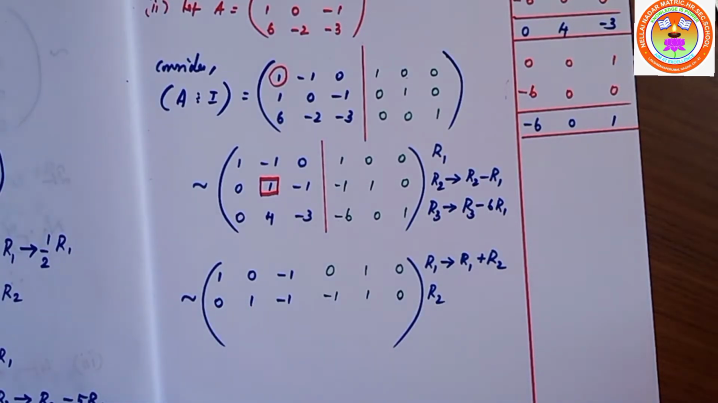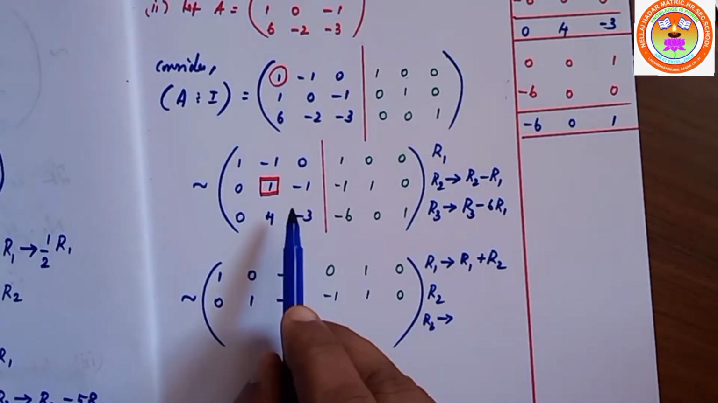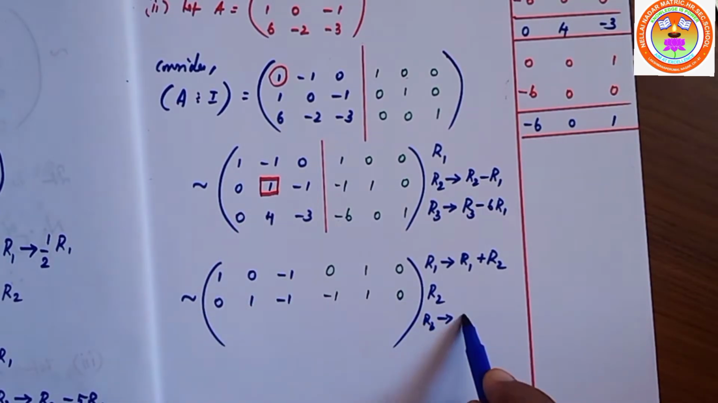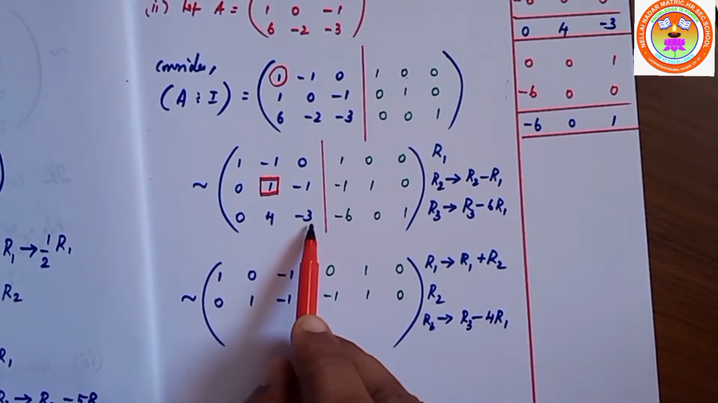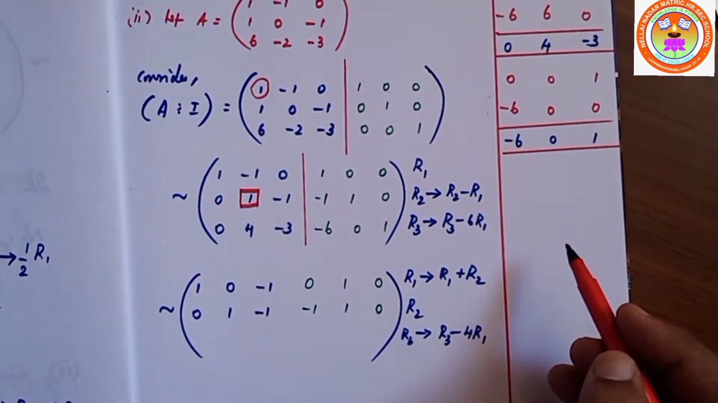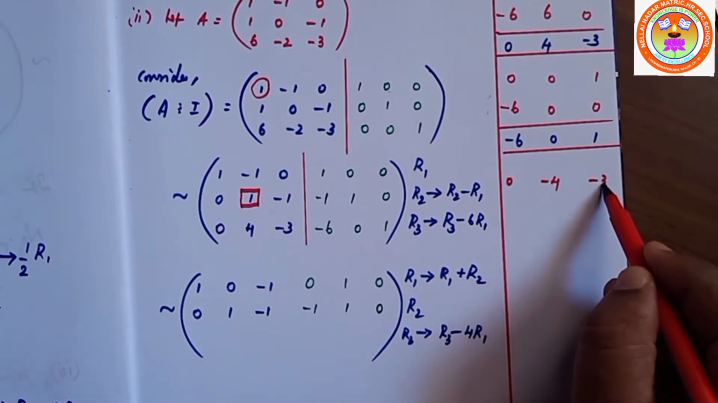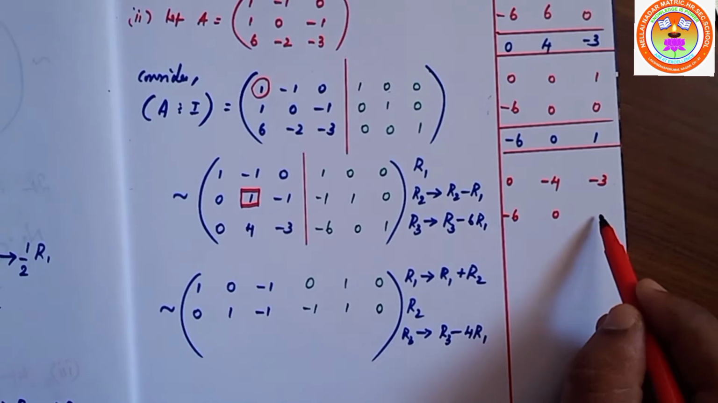Now R3. Go for R3. R3 implies we have to make this element as 0 with the help of this number only. Here 4, it has to be minus 4. So R3 minus 4 R1, correct? R3 minus 4 R1. What is R3? R3 here it is 0 minus 4 minus 3. I do the calculation here. 0 minus 4 minus 3, minus 6 0 1.